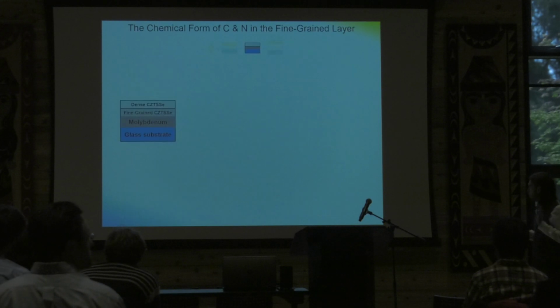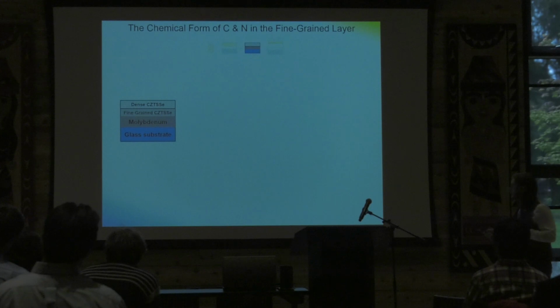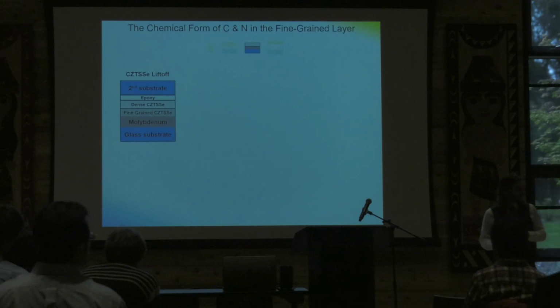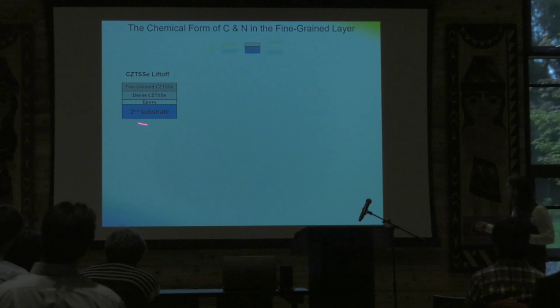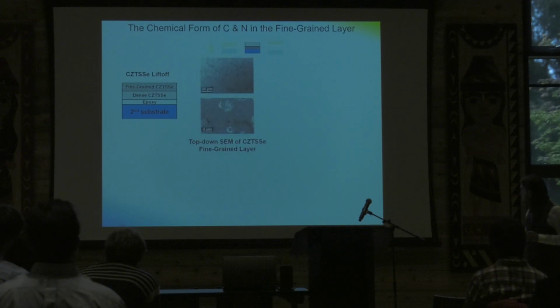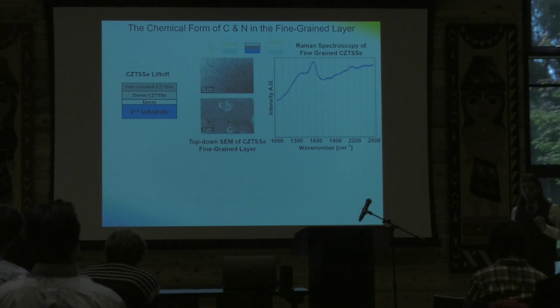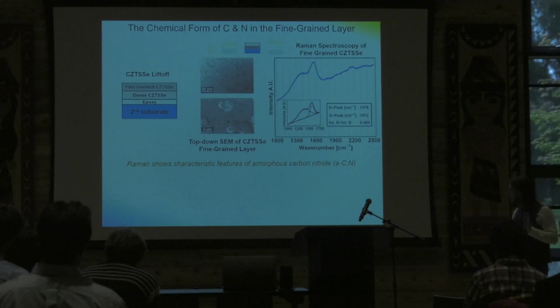So to really dig down on what was happening in this fine-grained layer, I used a technique where I fixed a second substrate to the top of a grown CZTSe film, and then did a lift-off, so I'm looking at the fine-grained layer from the top down. I did SEM of this layer, and I did Raman spectroscopy, which revealed that this is composed of amorphous carbon nitride.